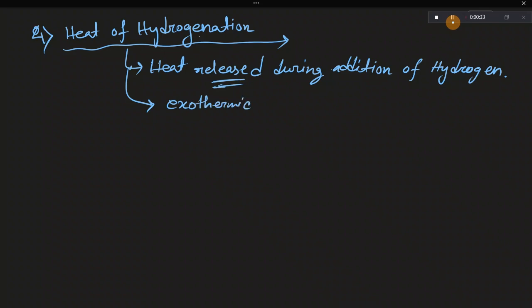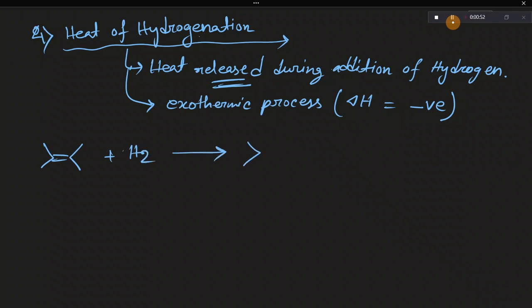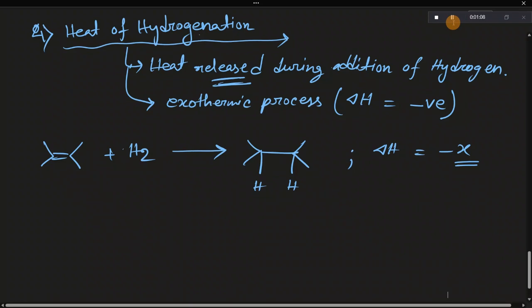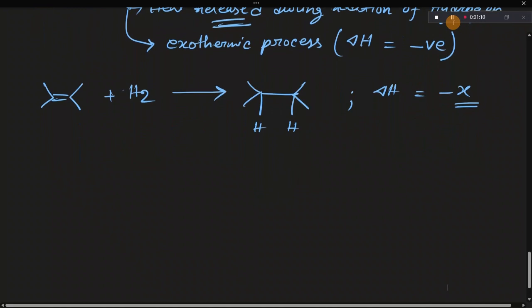It is an exothermic process because heat is released. Exothermic process, that means the enthalpy change is negative. Now let us consider an alkene and add hydrogen. So we get the alkane, hydrogen addition example, and the delta H is minus X. Let us say X, this quantity is negative.